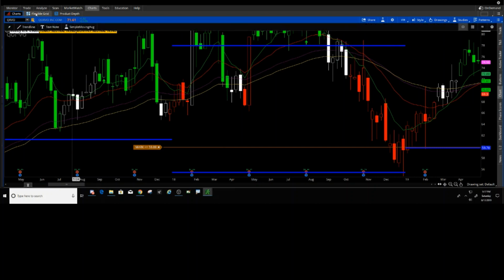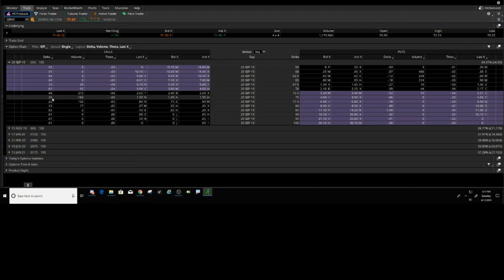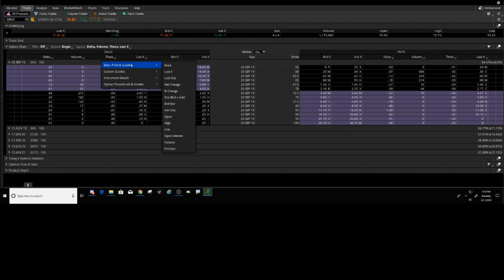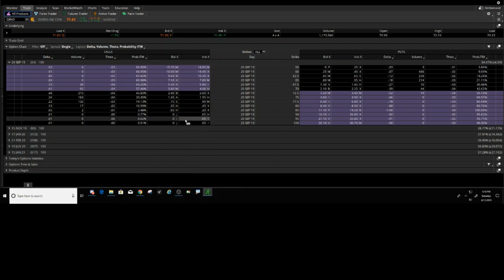So if we go back over here to trade, now you can see why the delta is so important. But a lot of new traders are attracted to these lower delta options. The probability of these getting in the money is so slim. And one thing you can do over here, folks, is change this and go to something that can really open your eyes here: probability of in the money.